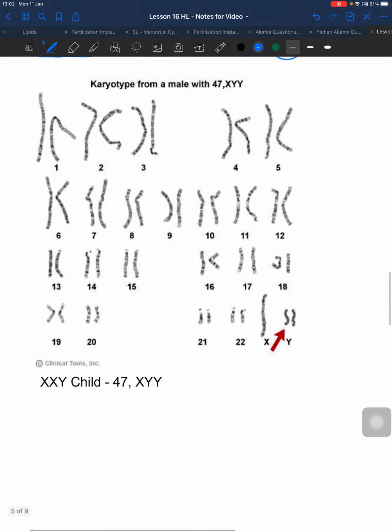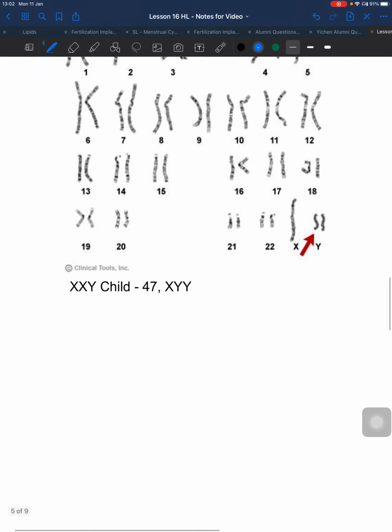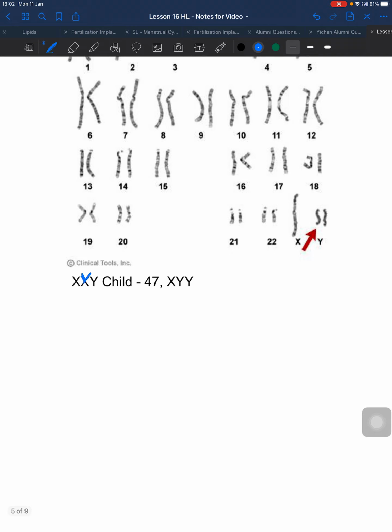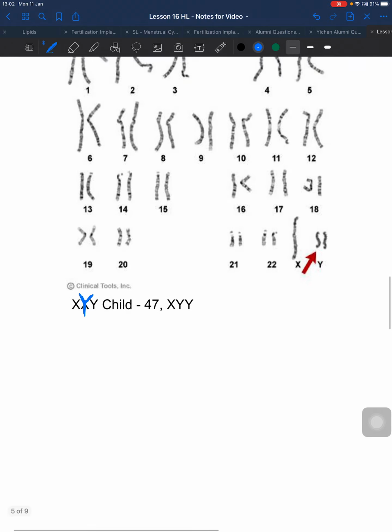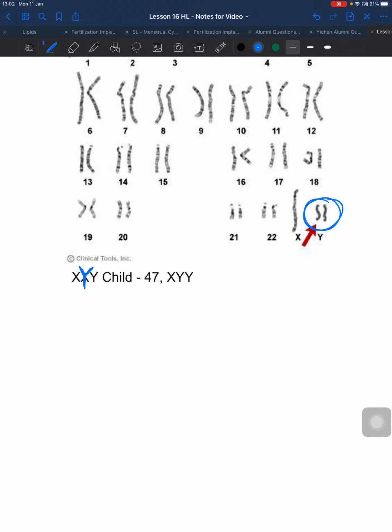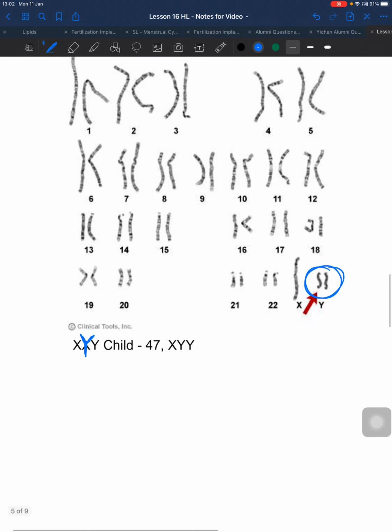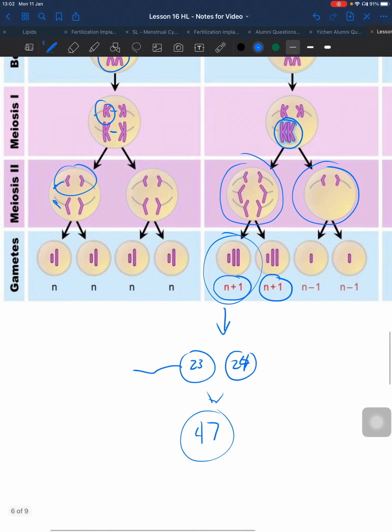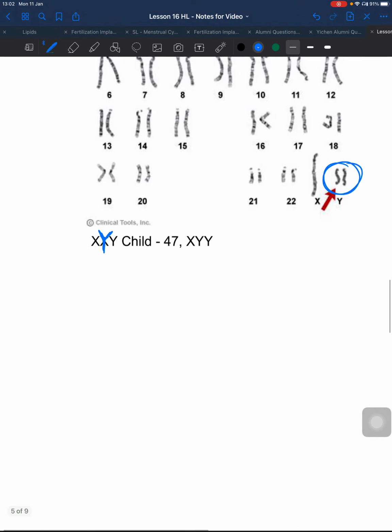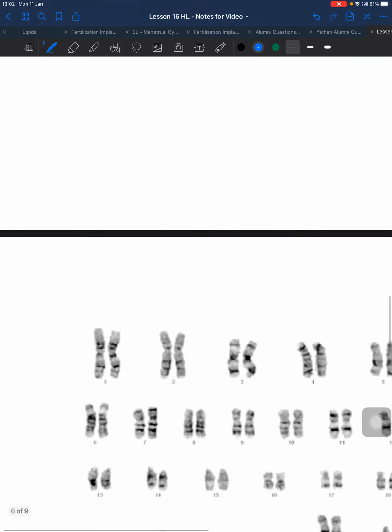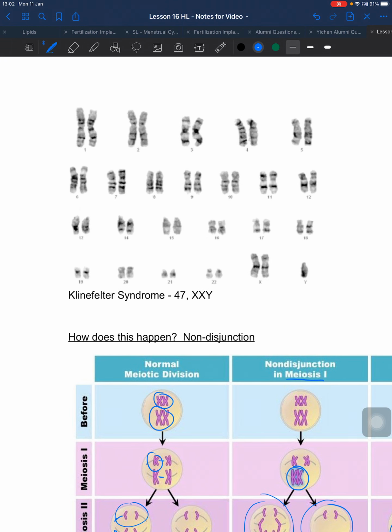Here's another one of an XYY child. In this case, they have two Y chromosomes. And again, it's just the result of a non-disjunction, but instead of on the 21st chromosome, it happened on the sex chromosomes. Here's another one called Klinefelter syndrome. 47 chromosomes, so an extra one, but in this case, we have two X chromosomes. Okay. But the rest of them were fine.